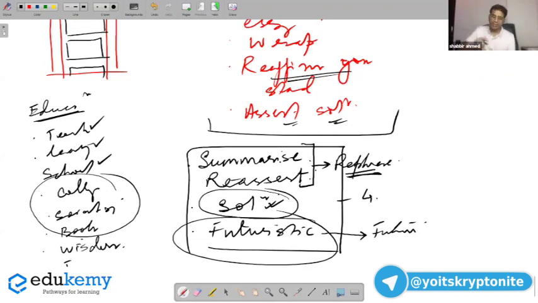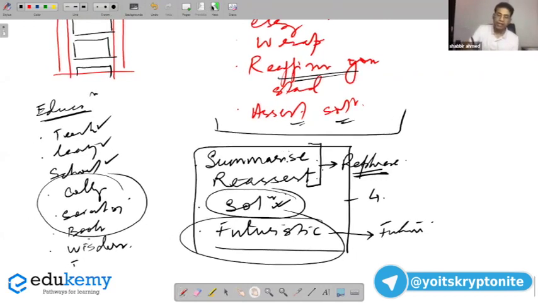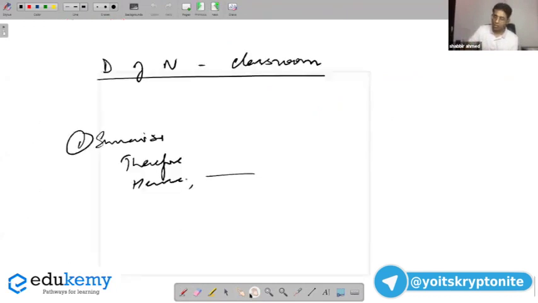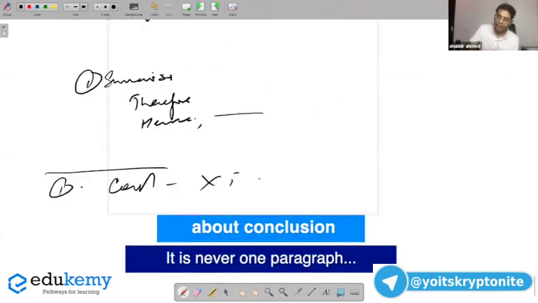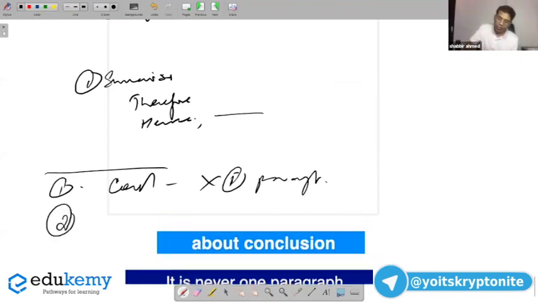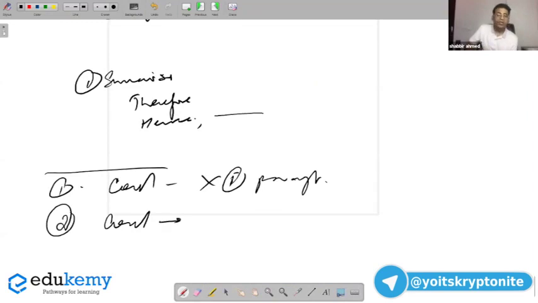So my point is that these are the 4 elements of a conclusion. मैंने आपको 2 चीज बताया. एक तो बताया मैंने that your conclusions are never one paragraph. एक paragraph नहीं होता है. The conclusions are spread over 2.5 pages. And then I'm saying the conclusion can have 4 elements.